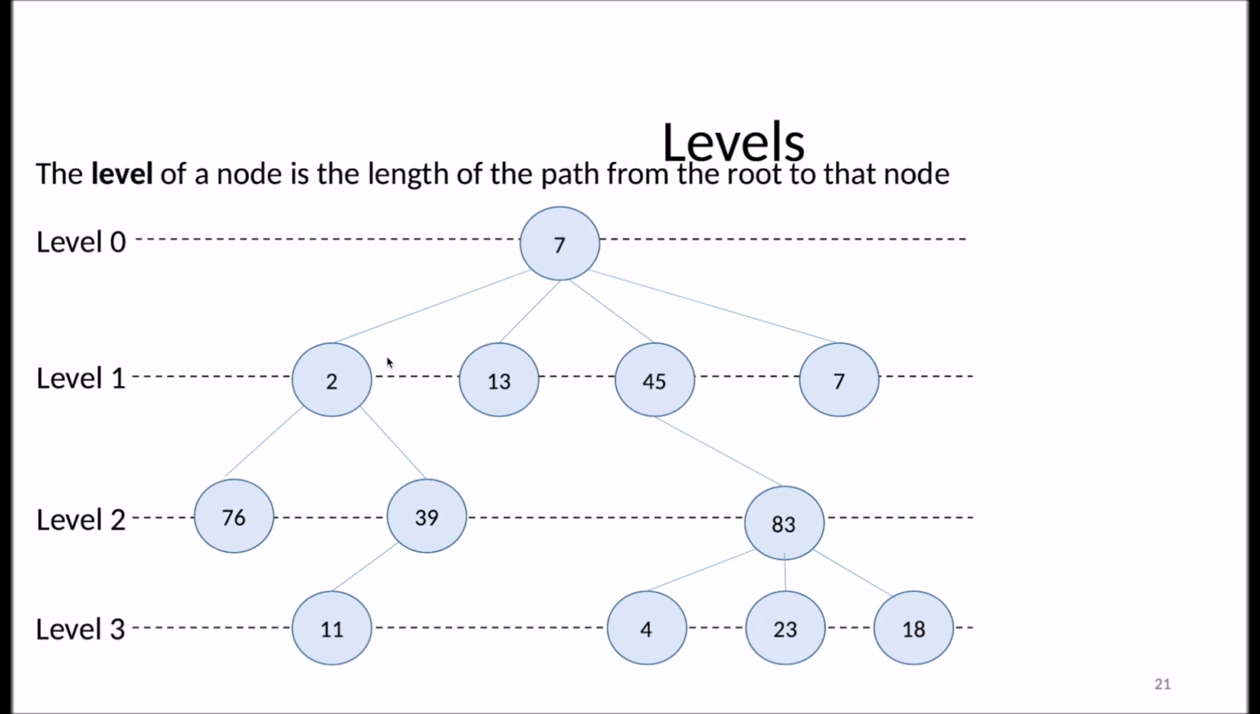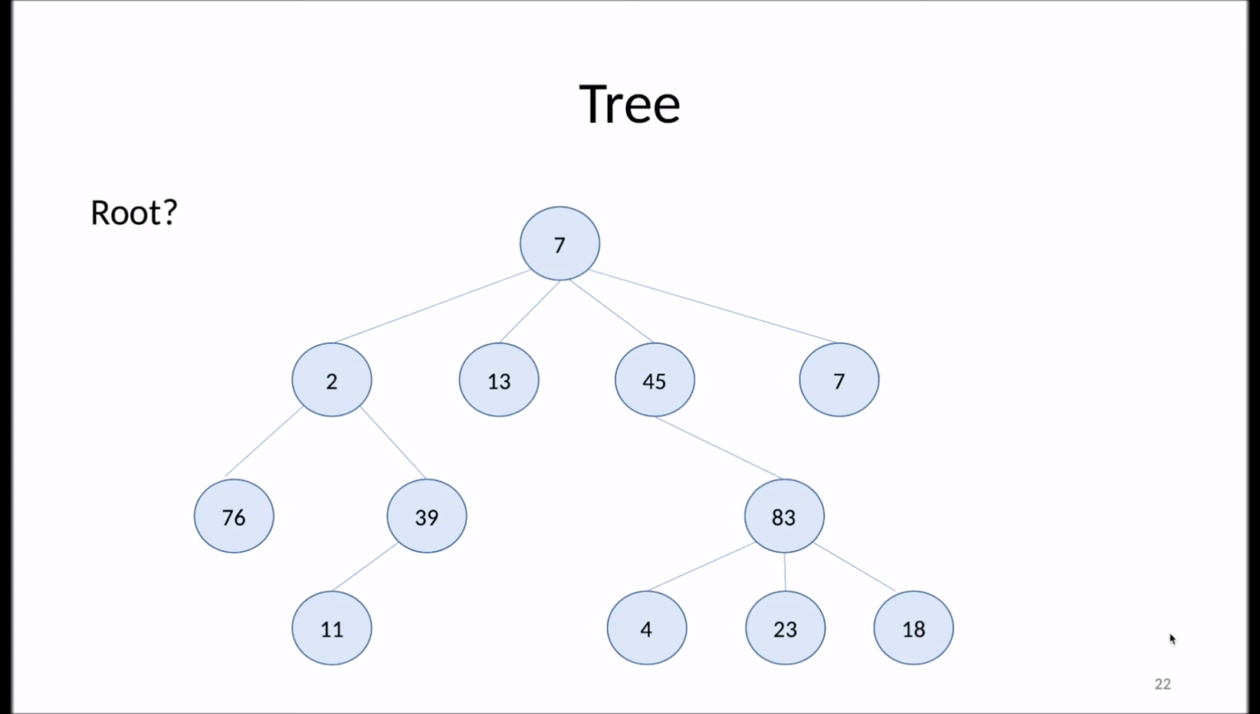If there's a length of 1, 2, that determines all the nodes at level 2, and so on. This particular tree has a level up to level 3. So consider this tree. What is the root node? The root node is the starting node that is at the top, node 7. What are the leaf nodes? The leaf nodes are 76, 11, 13, 4, 23, 18, and 7. So leaf nodes are again nodes that do not have any children.